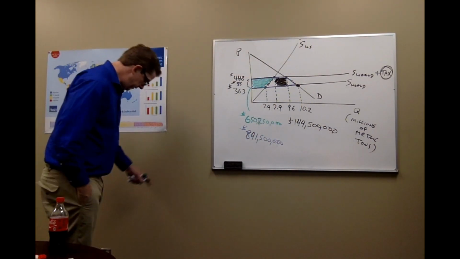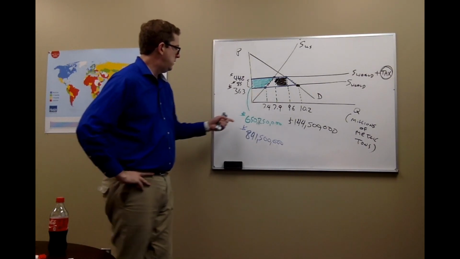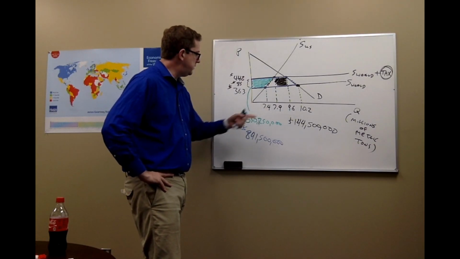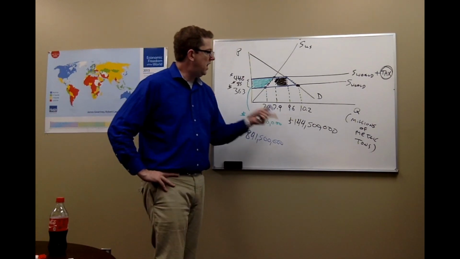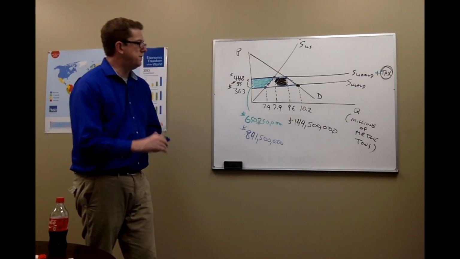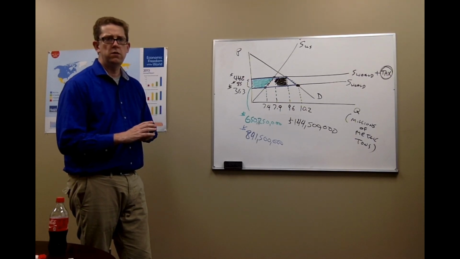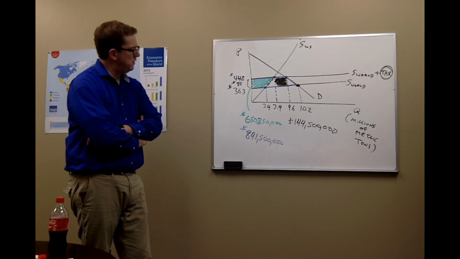Now take a second and add these together. So producers get an additional $650,250,000. The government gets an additional $144.5 million. If we add those together, it's, what is that?